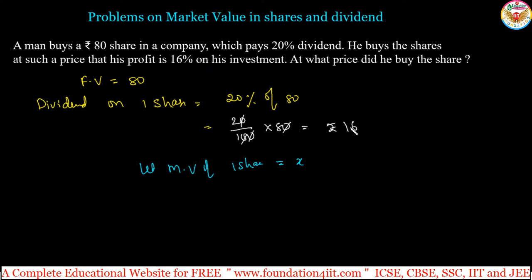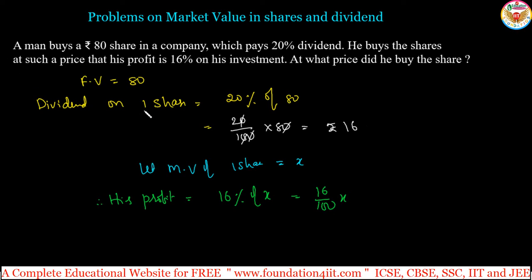On one share they are getting 16. So therefore his profit is equal to 16% of X. 16% on his investment, so he has invested rupees X. The market value of one share is rupees X, and we have to find his profit, which is 16% of X. Now 16% of X is nothing but 16 by 100 into X, right? So 16X by 100. As per the statement, this value should be equal to this 16.